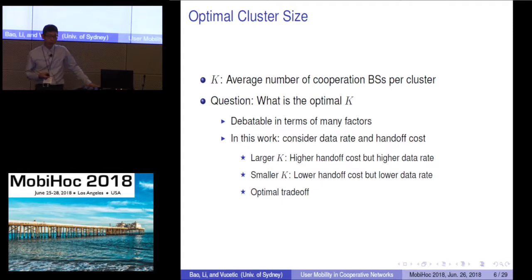In this work, we are motivated to study something very interesting: the average number of cooperating base stations in a set. We want to optimize this K. What is the best cluster size? This is debatable in terms of many factors, but in this work we consider the optimal trade-off between the data rate and the handoff cost. Larger K will lead to higher handoff cost, but also higher data rate. Smaller K means lower handoff cost and lower data rate. So we want to find the optimal K to balance the handoff cost and data rate.